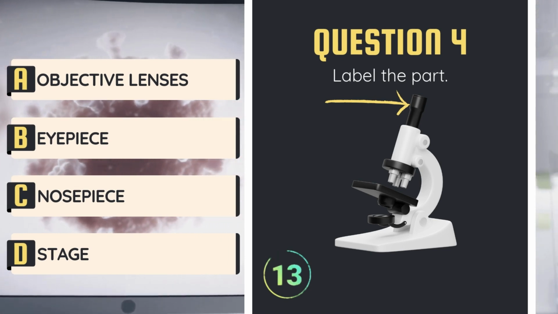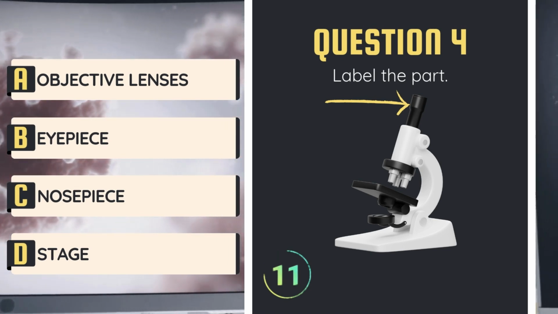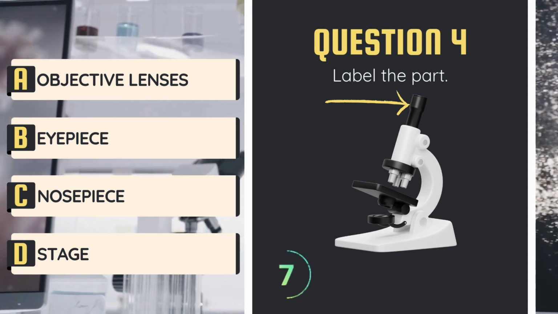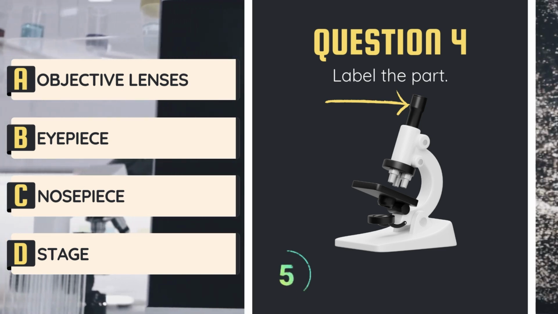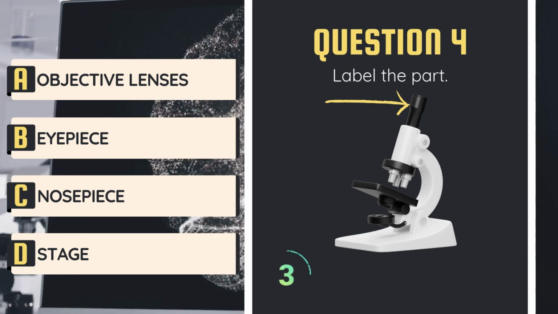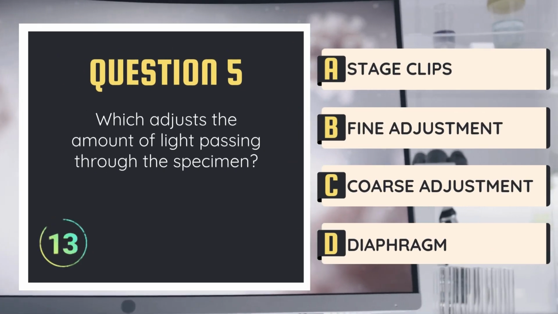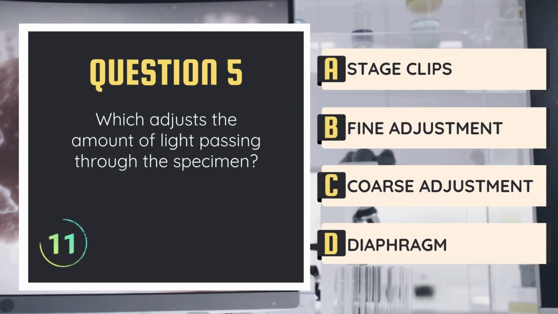Label the parts. Which adjusts the amount of light passing through the specimen?